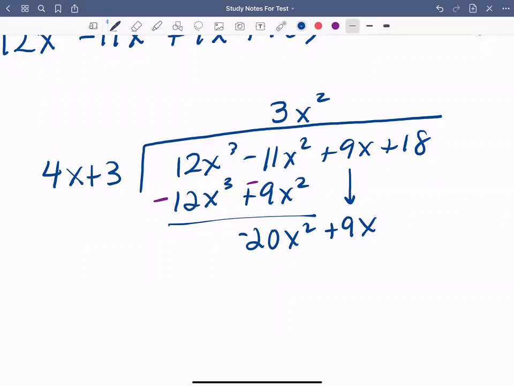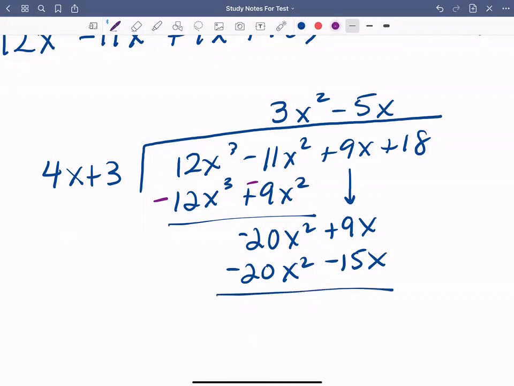So now again, we say 4x times what gives us negative 20x squared? The first thing we need to look at is just the coefficients. So 4 times what gives us negative 20? That should tell you it is negative 5. Now we look at our variables. We have 1x here. We have 2 of them here. So how many do we need? We need 1. So now we multiply negative 5x by our binomial here. Negative 5x times 4x gives us a negative 20x squared. And then negative 5x times positive 3 gives us a negative 15x.